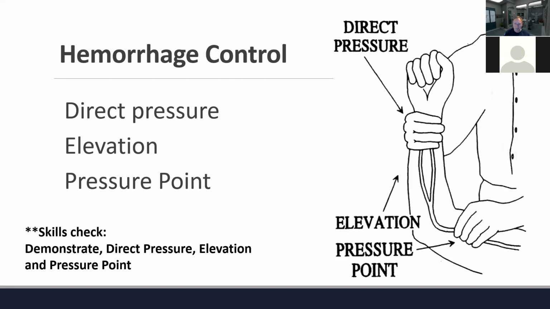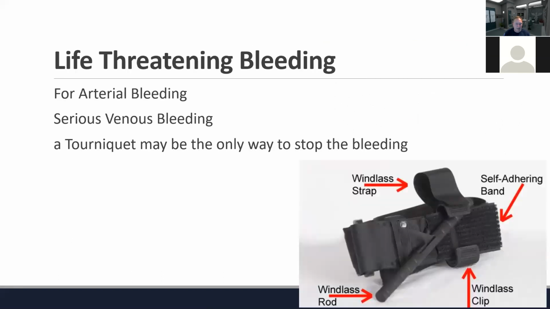But really, the two most effective means to stop life-threatening bleeding are direct pressure and the use of a tourniquet. So this is an example of a tourniquet. Again, normally at this point in the class, I would hand out tourniquets and we would apply them. I've got a picture coming up that shows how a poorly applied tourniquet can allow someone to bleed out.